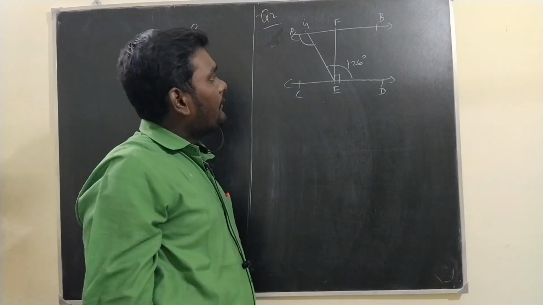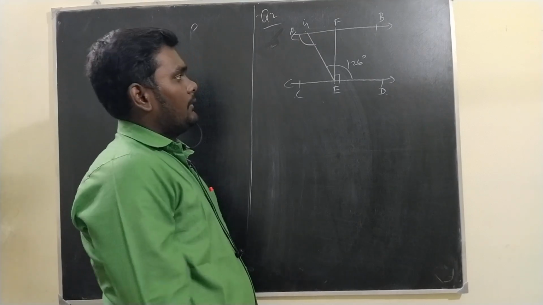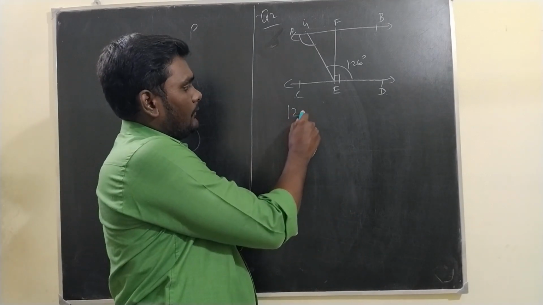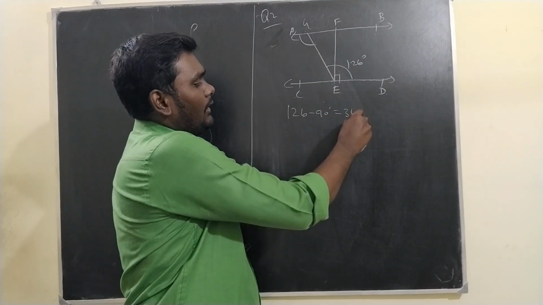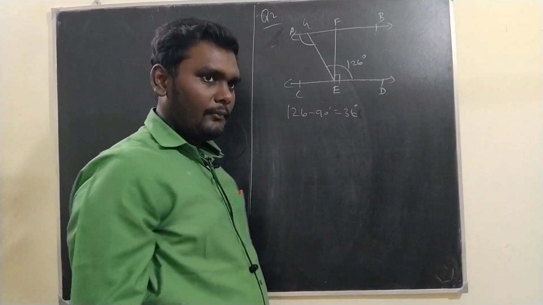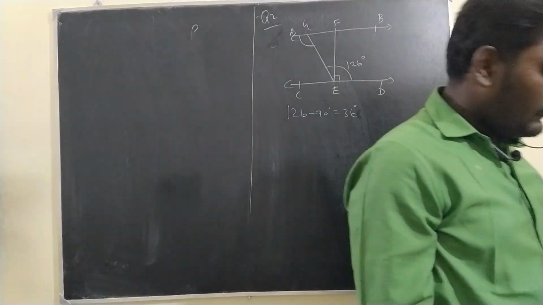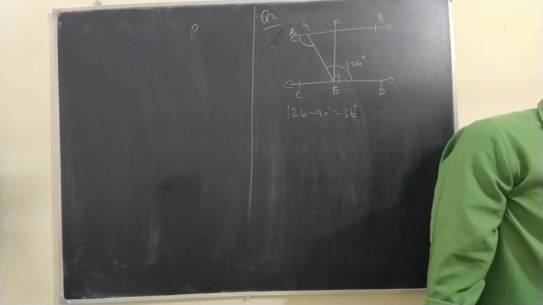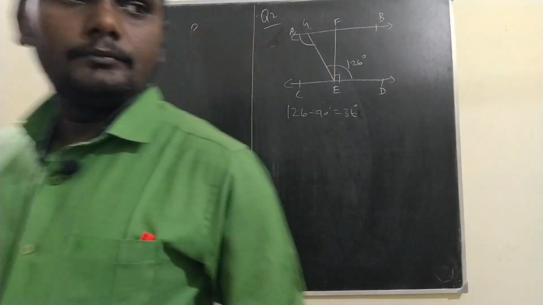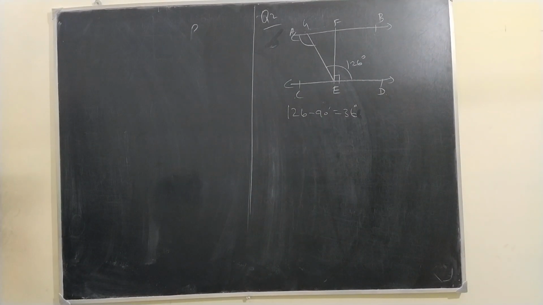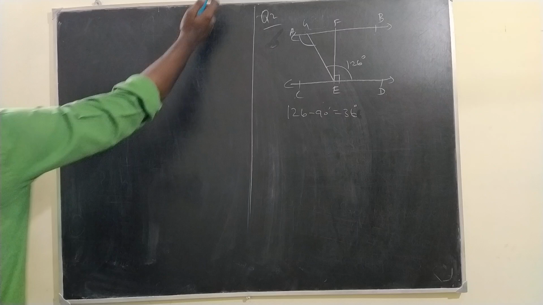Next, GEF: 126 minus 90. Okay. Then what takes you this long, man? Likewise, the other one, FGE. How can you find FGE? Linear pair. Okay. That's all. And then the third question.